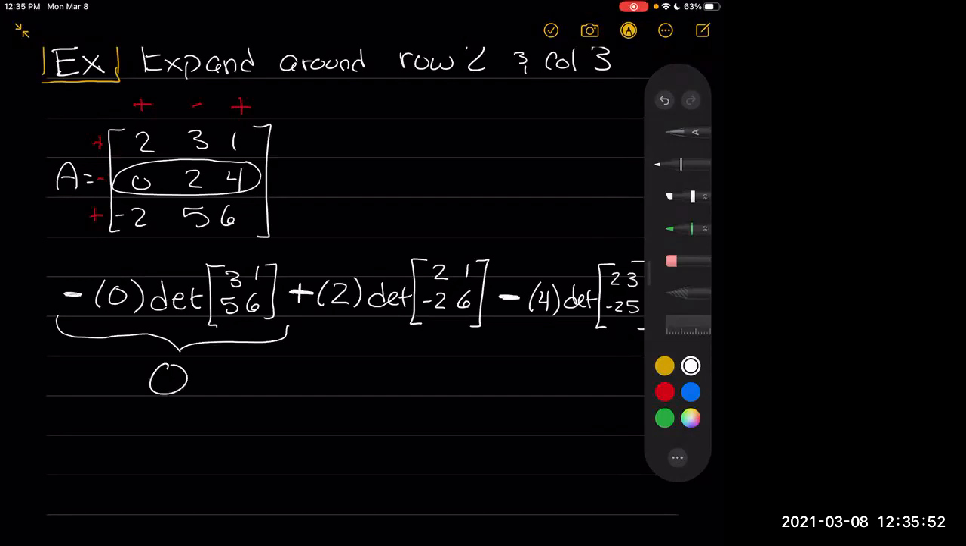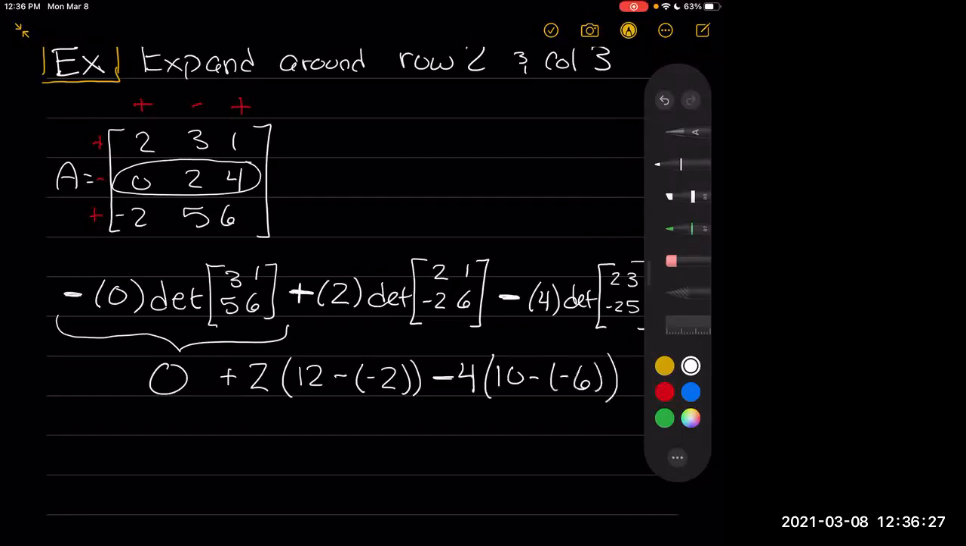So this is why it's nice to pick the row or column with the most zeros, because you just won't have to calculate the determinant for something. All right, and now we're going to have plus 2 times the determinant of this 2 by 2, which is 12 minus negative 2 times 1 is negative 2. All right, and then we're going to subtract 4 times the determinant of this 2 by 2, which will be 10 minus negative 2 times 3 is negative 6.